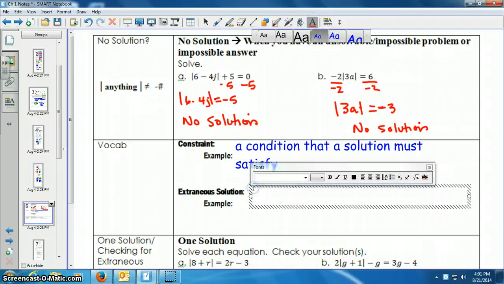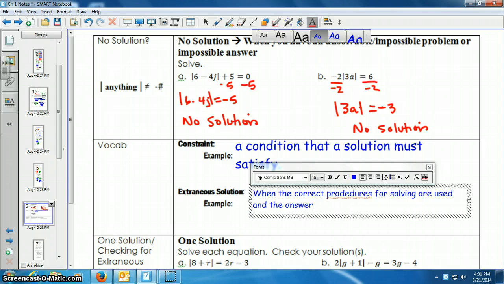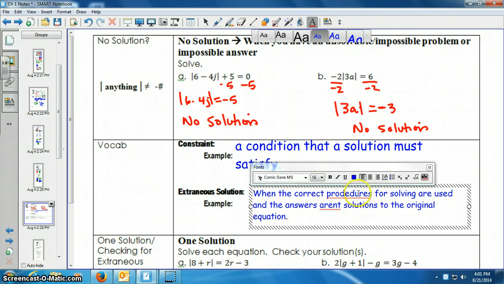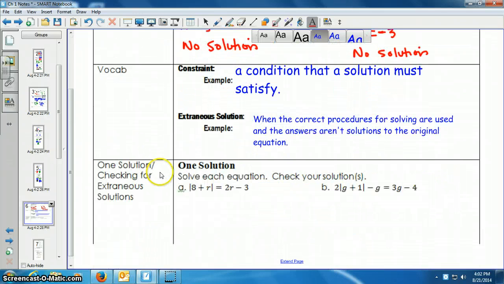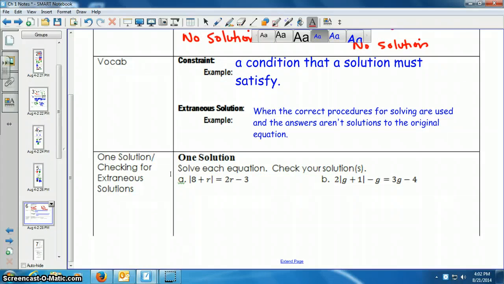All right, next is going to be an extraneous solution, and that's when the correct procedures for solving are used and the answers aren't solutions to the original equation. So we work it right, but then when we plug it back in, it for some reason isn't working in there. That's when it's an extraneous solution. So let's take a look at our last two examples here and see how we would get that.